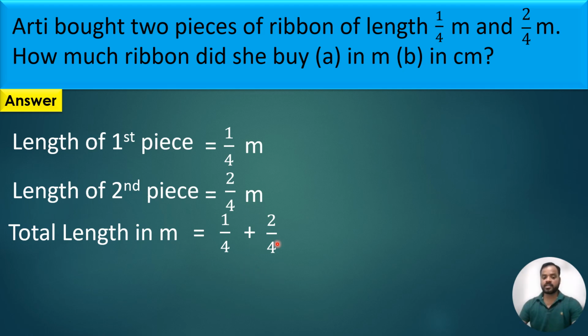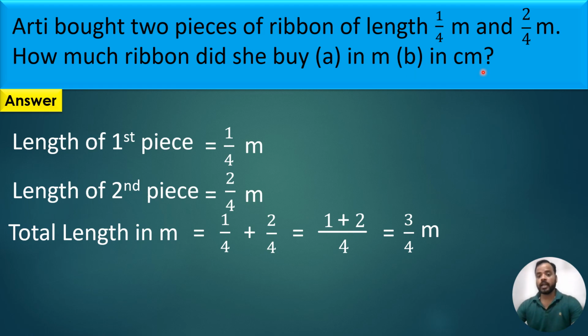Now these are like fractions. So the denominator will be how much? 4. To get the numerator of the sum, we add the numerators. We add the numerator, means 1 plus 2, which is equal to 3 by 4 meter.